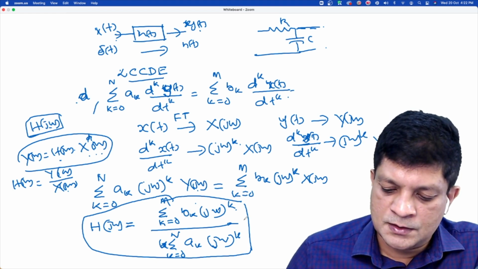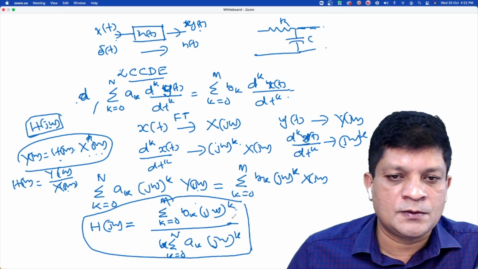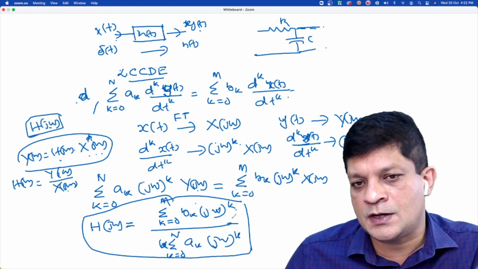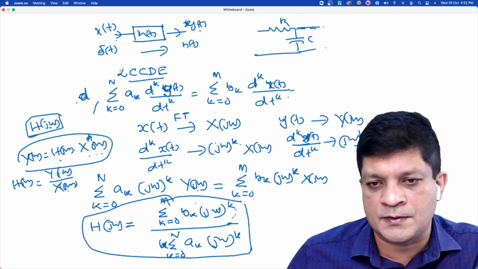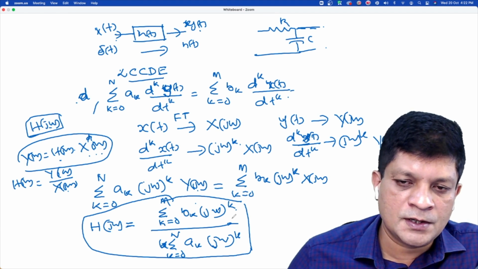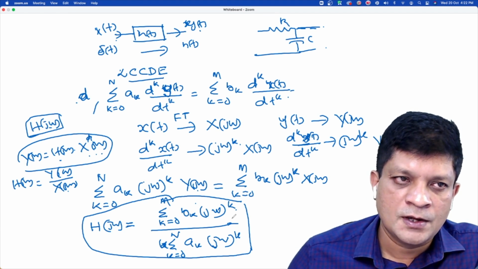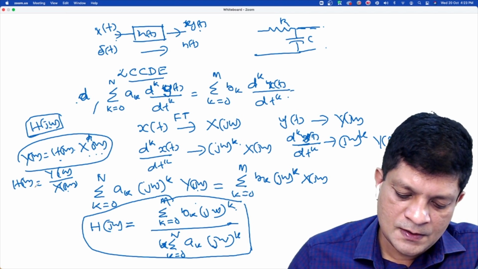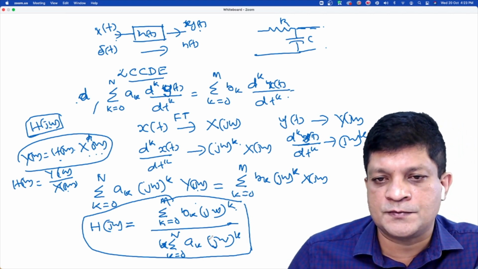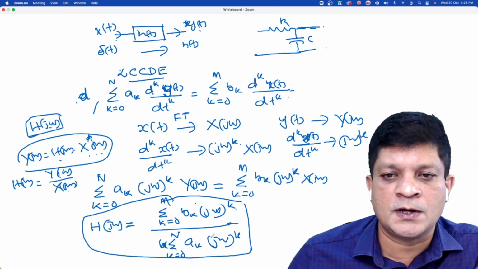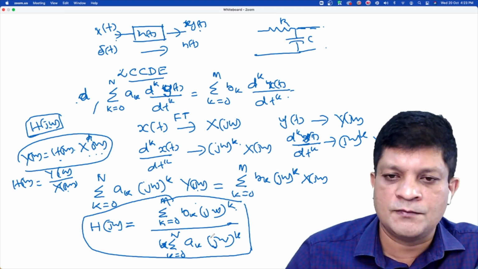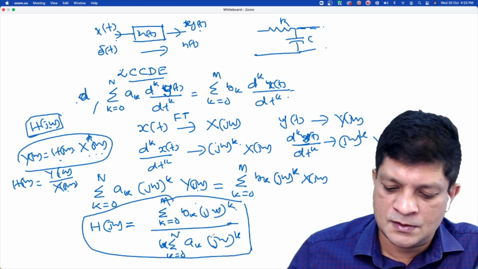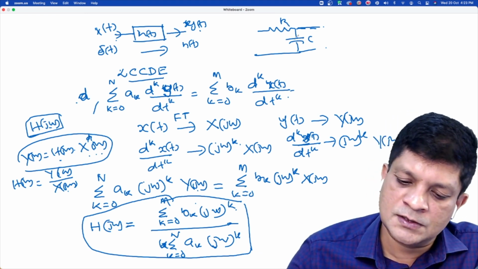So if the system is described or governed by a linear constant coefficient differential equation, we can directly find the frequency response of the system. We don't have to first find the impulse response and then take the Fourier transform to get the frequency response. We can directly find it. And let us consider this example.